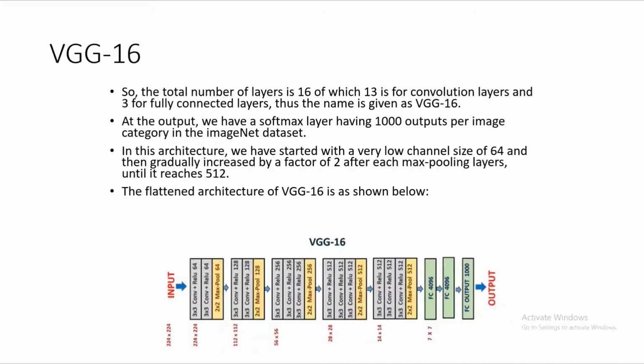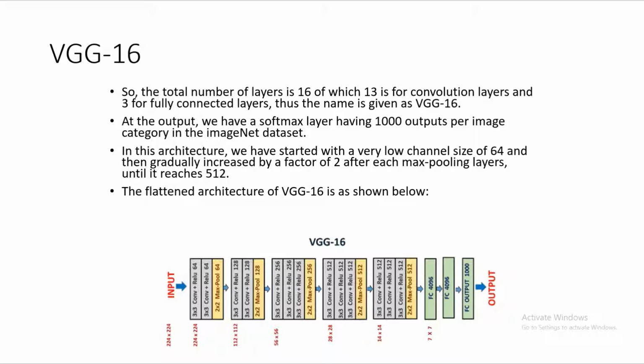So we can see the total number of layers is 16, of which 13 are convolution layers and 3 are fully connected layers. Thus the name VGG16. As the output, we have a softmax layer having 1000 outputs, one per image category in the ImageNet dataset. In this architecture we start with a very low channel count of size 64, and then it gradually increases by a factor of 2 after each max pooling layer until it reaches 512.